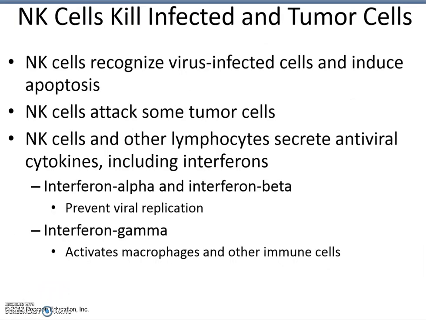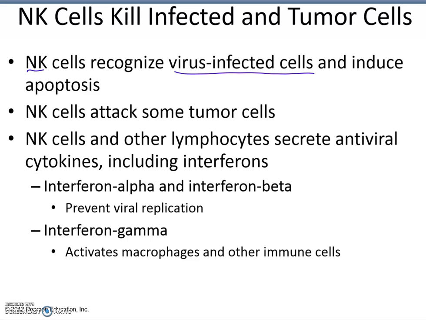Here is a little bit more information on NK cells, the natural killer cells. They kill infected cells, typically virus-infected cells, and tumor cells. These natural killer cells recognize virus-infected cells and then induce apoptosis, to prevent spreading of the virus particles. And natural killer cells also attack some tumor cells. It's nice to have this sort of defense against cancer cells before they can cause a problem. Your natural killer cells are supposed to recognize those abnormal cells and kill them.